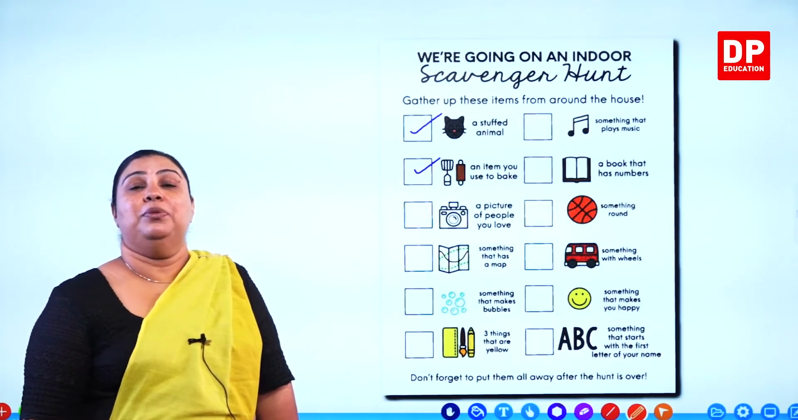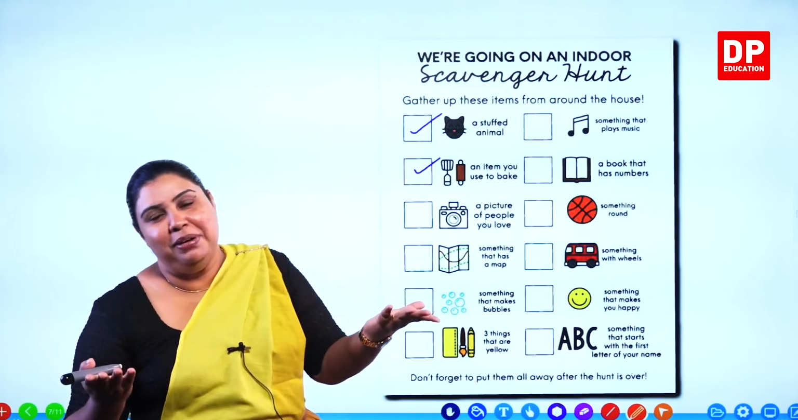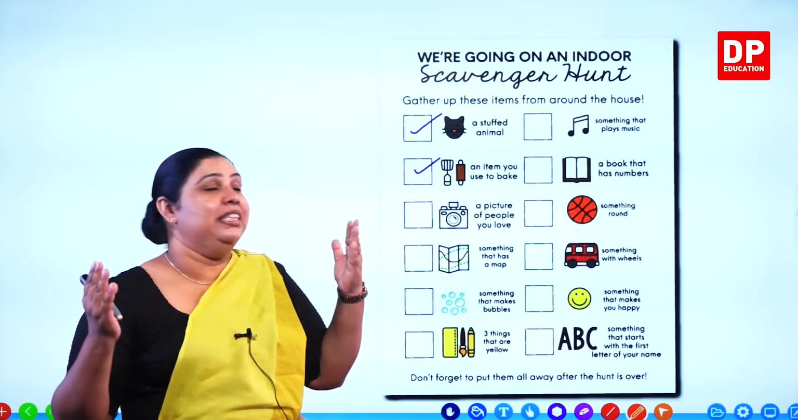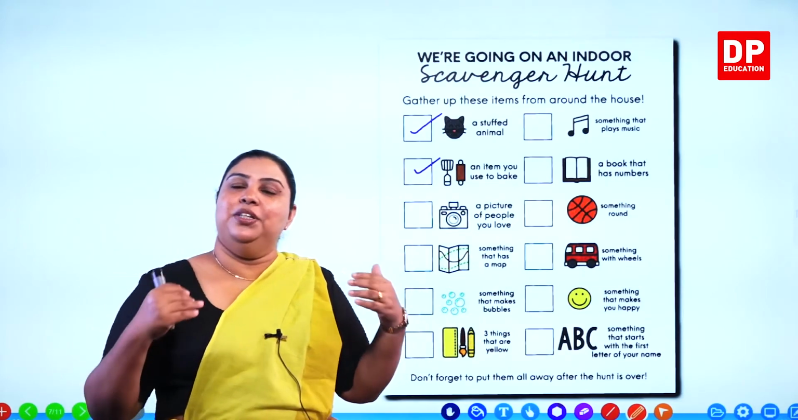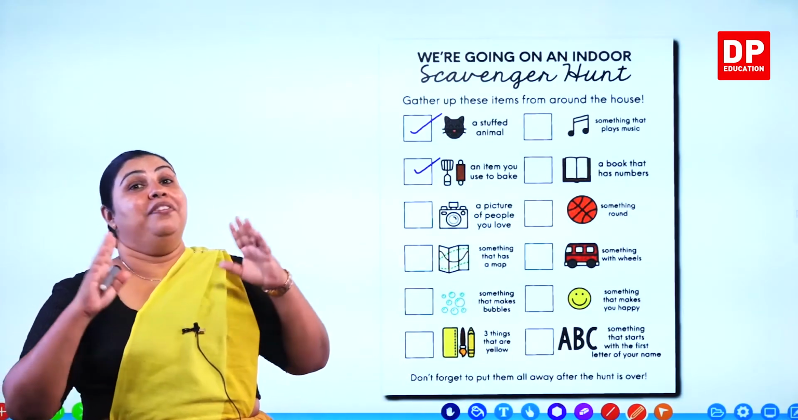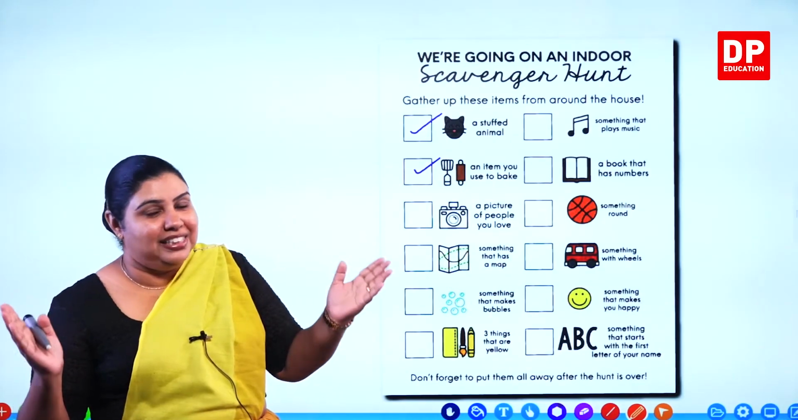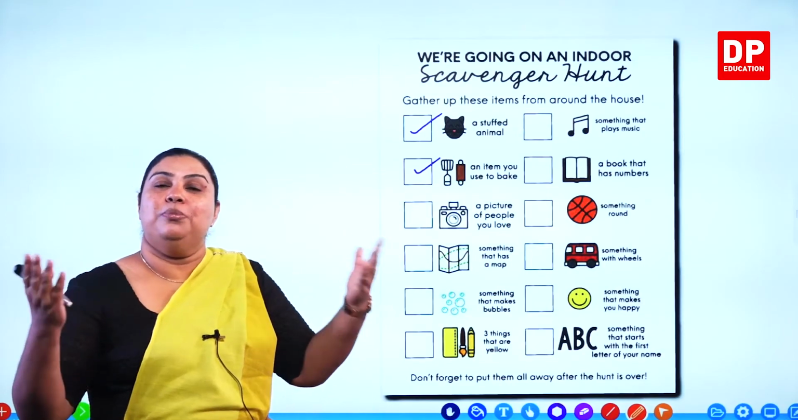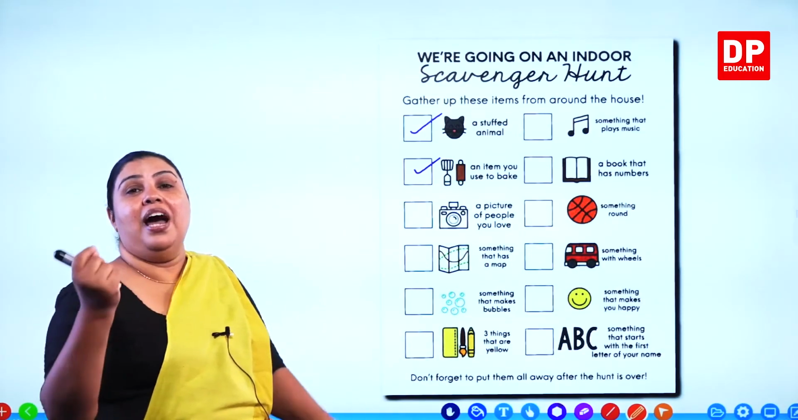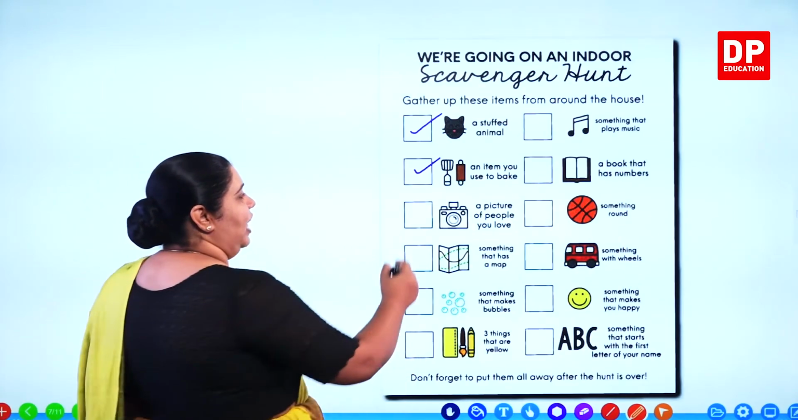A picture of people that you love. You can easily bring a picture of people that you love. You love your mother, you love your father, then you love your sisters and brothers, you love your grandparents. So maybe you can quickly go run and bring a picture of the people that you love. So that is also done.